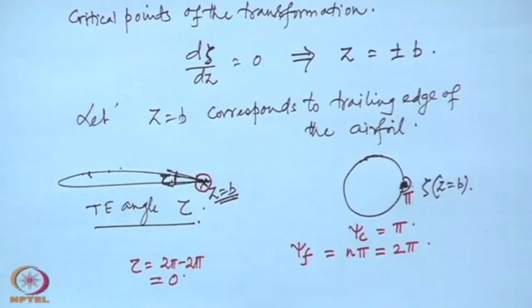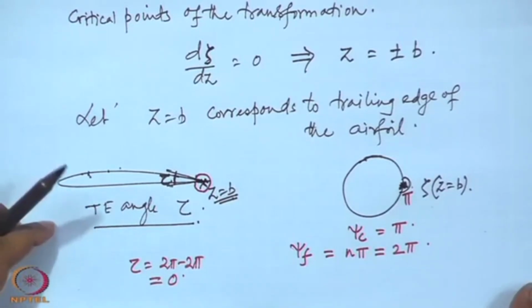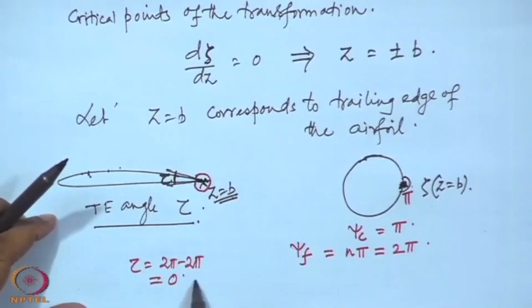That is, the trailing edge angle is 0. Okay. So, by this transformation, that is using Zhukovsky's transformation, only those airfoils which have 0 trailing edge angle can be converted to circle, or the circles can be converted to airfoils with 0 trailing edge angle. The airfoils which have 0 trailing edge angle are called clasped trailing edge. If the trailing edge angle is 0, it is called a clasped trailing edge.